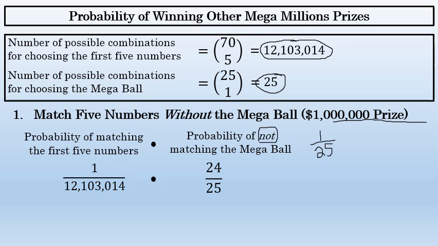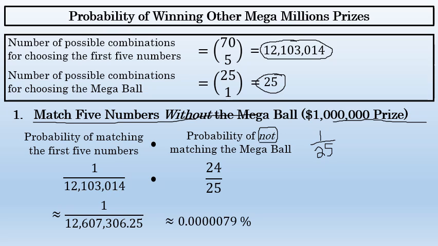So the total probability to match 5 numbers without the mega ball is 1 over 12.1 million times 24 over 25. This product is approximately, at least to the nearest hundredth, 1 in 12,607,306.25. This is your probability of matching 5 numbers without the mega ball and winning $1 million. As a percent, this is again very small, 0.00000079% is your percent chance to match 5 numbers without the mega ball.